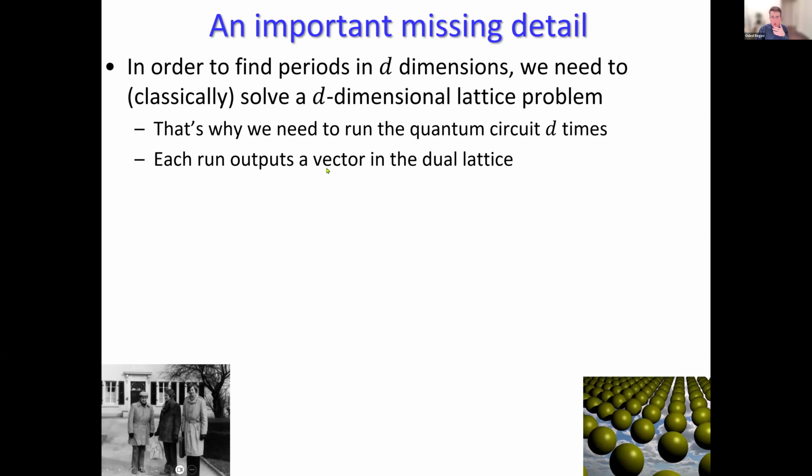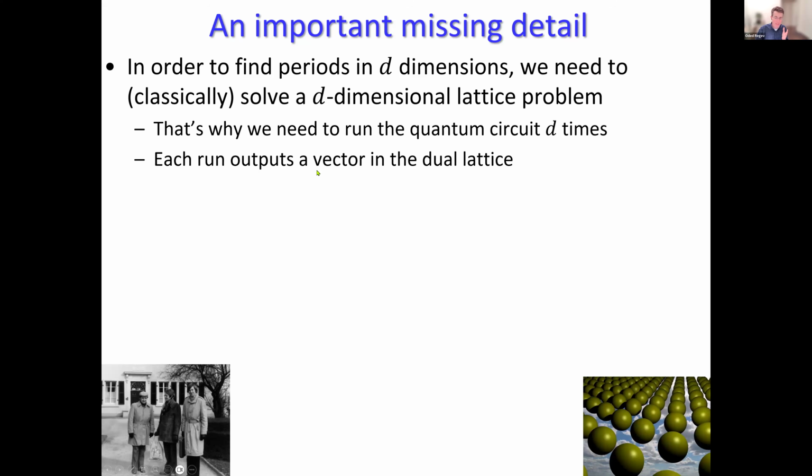If you go through the math, what really ends up happening is that this measurement of the quantum Fourier transform gives you a vector in the dual lattice. Then you need to use lattice reduction to recover a basis of the original lattice which you care about. So there's some non-trivial lattice stuff happening here, but it's something we have to do.